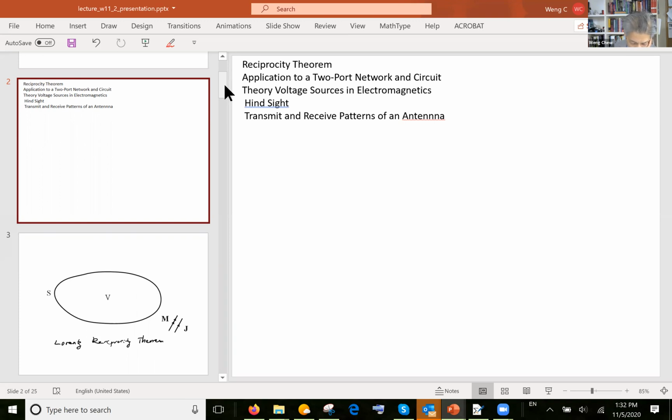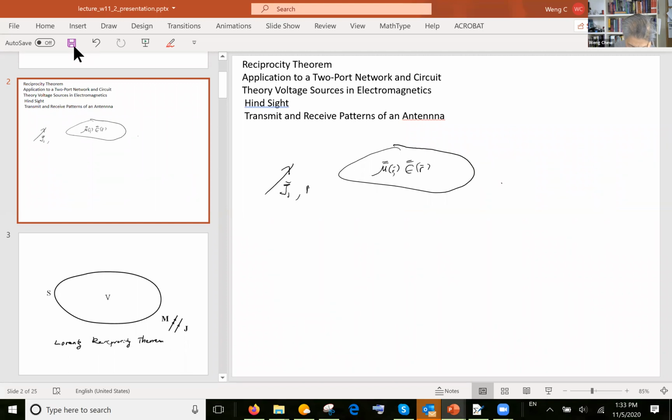So what you do in the experiment is that you first assume that you have a scatterer. Okay, the scatterer can be quite complicated. It could be anisotropic and homogeneous. And then if you put some sources next to it, like J1 and then M1, and you will produce a set of fields which are called H1 and E1. Okay, this is experiment 1.